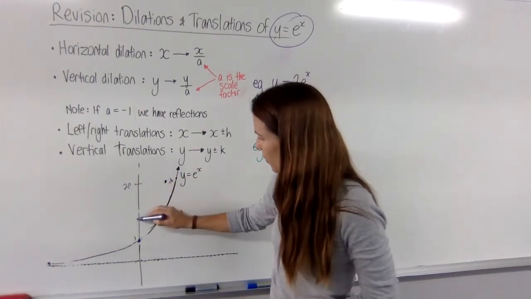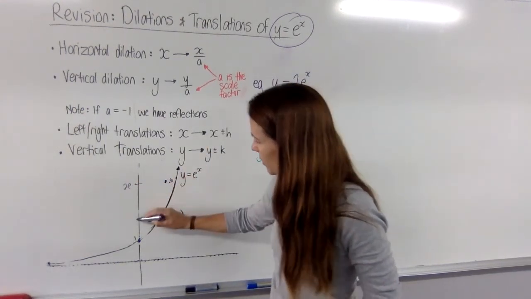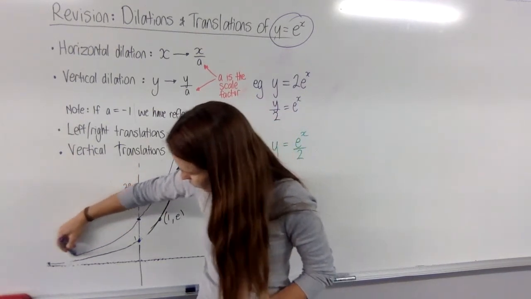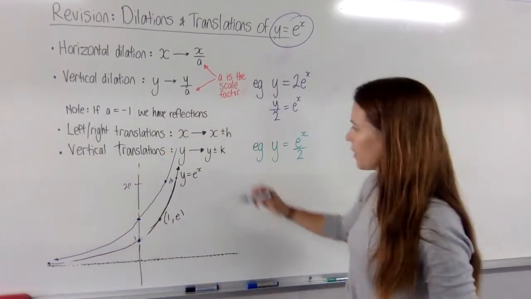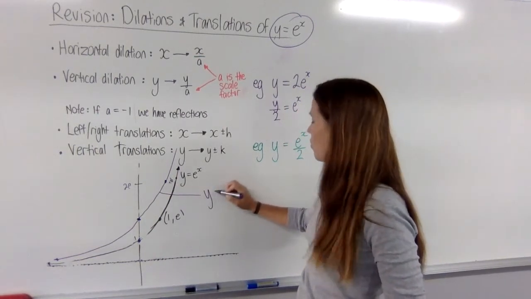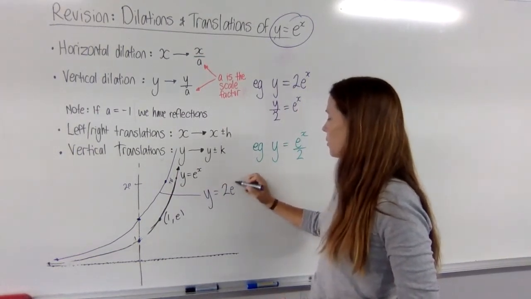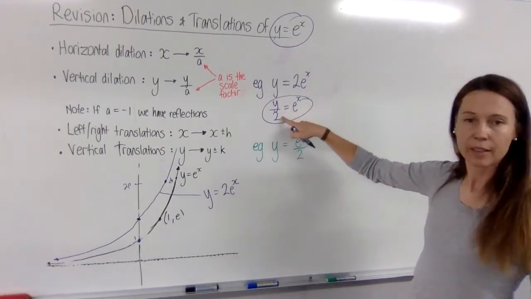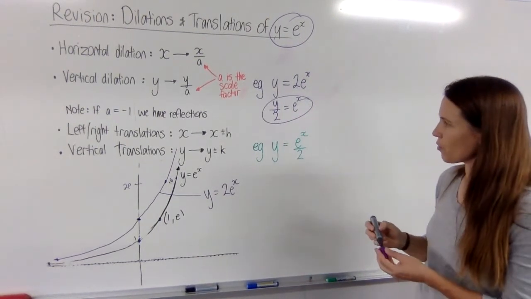So we're going to get the graph stretching upwards like this. And all of these points are going to get twice as tall as well. So it's going to come down like that. And we can label this purple one y equals 2e to the x. And we can see that what it really is a vertical stretching with a factor of 2.